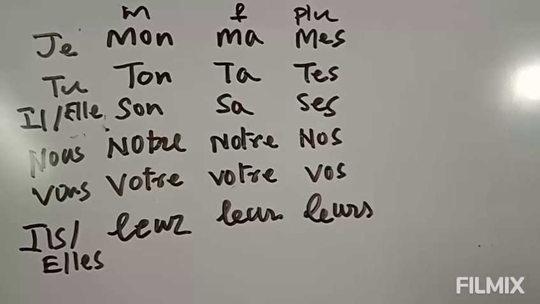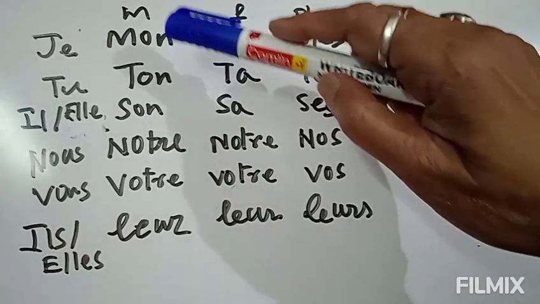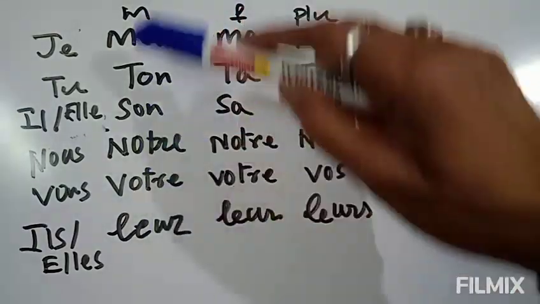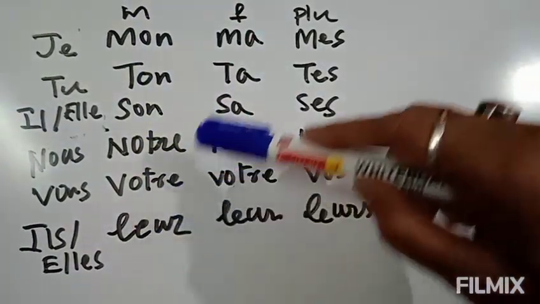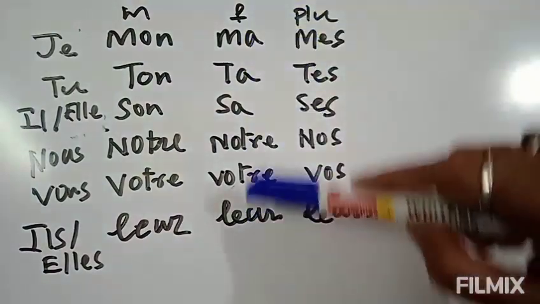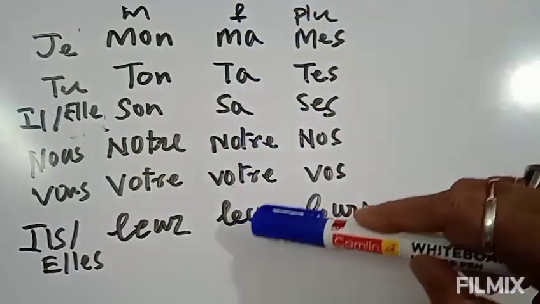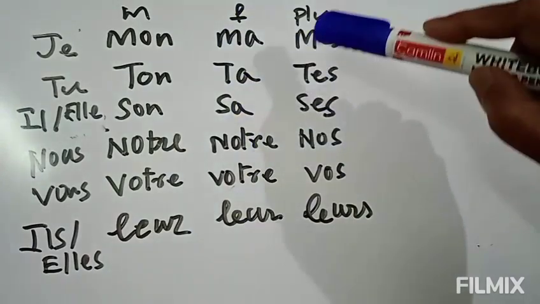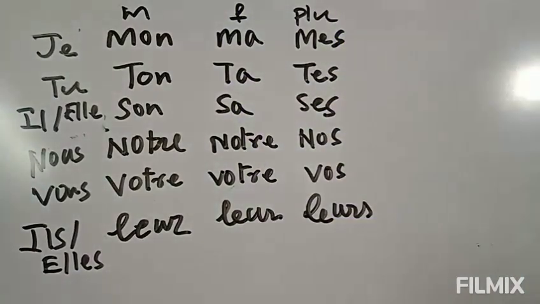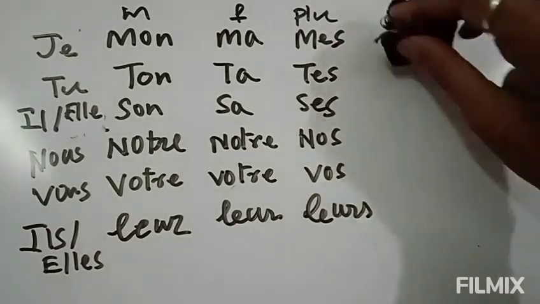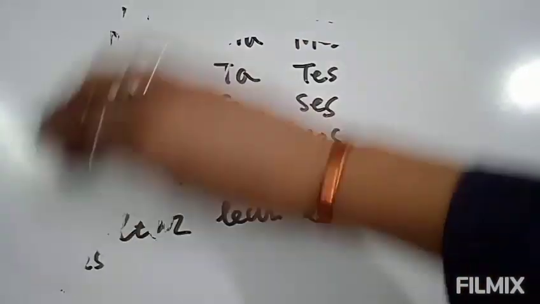Mon, ma, mes: if what you possess is masculine, then you have to use the masculine possessive adjective. If it is feminine, you have to use the feminine possessive adjective, and if it is plural, then you have to use the plural. This is the main thing, and you have to keep this rule and formula in mind. Now I am showing you some examples, then it will be more clear.